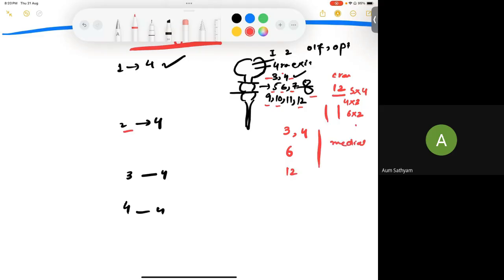What do I mean by that? The third and fourth are going to be present in the medial aspect of your midbrain. Why? Because they are divisible into 12. Is it clear?